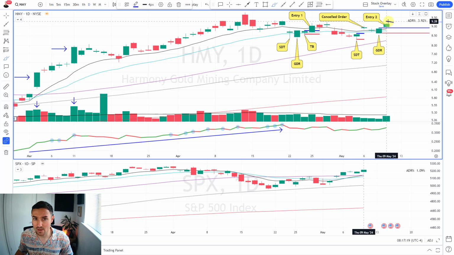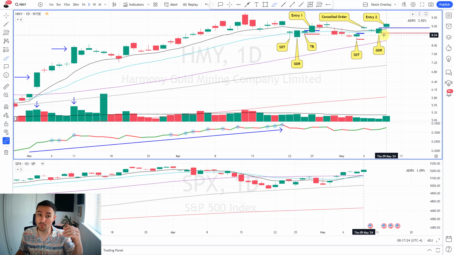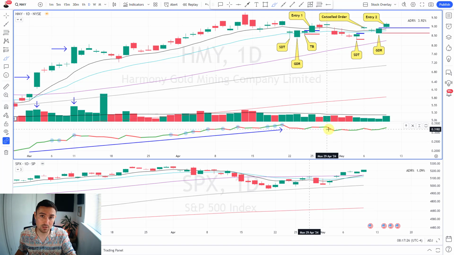And at the time of filming this video, I still have a long position in the stock following this gap down reverse bar. So I'm going to explain this in terms of the price and the volume action, but also using the relative strength as well.